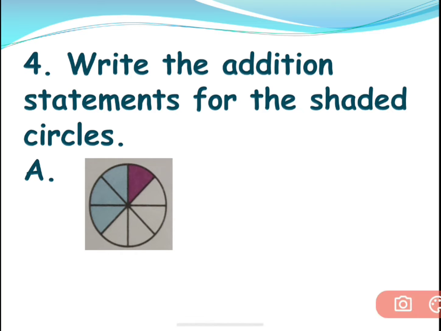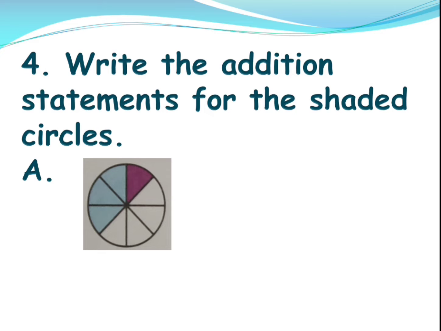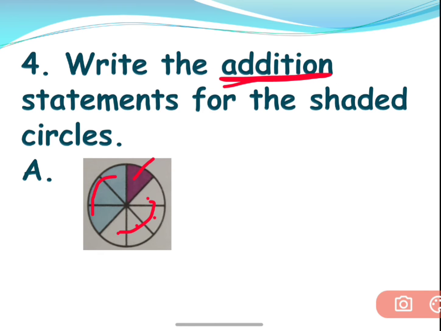So if you see, children, this is a circle, which is divided into 1 2 3 4 5 6 7 8 parts, in which there are three blue color, one is the purple color or the violet color, and one, two, three, four are white color, or you can say ash color, isn't it? It's looking like an ash, so you can use ash. But here we need to write the addition statements for the shaded circles and make it one whole.